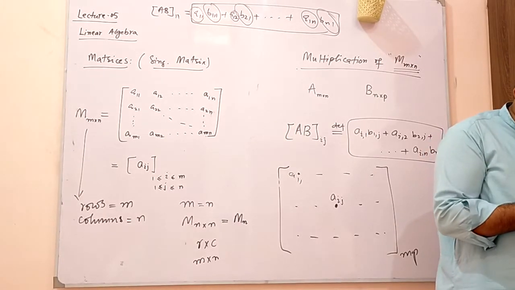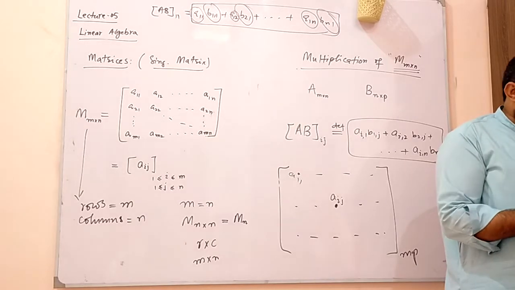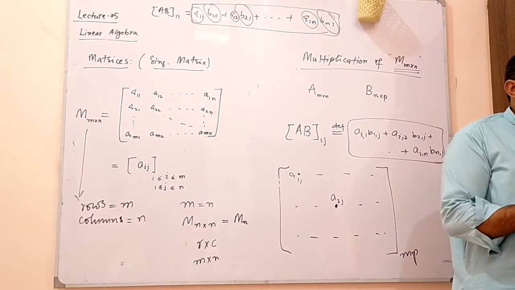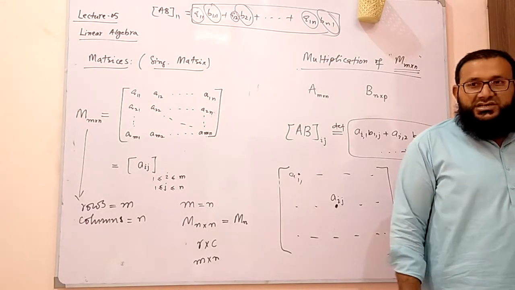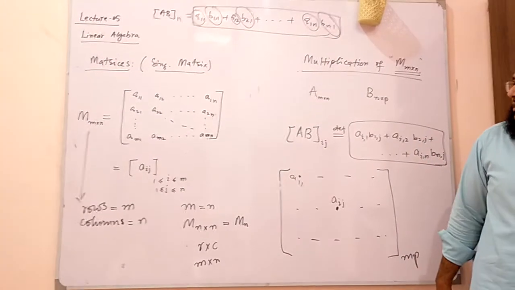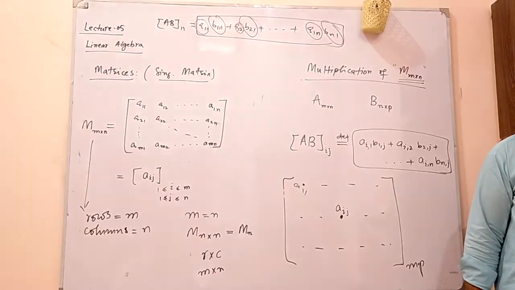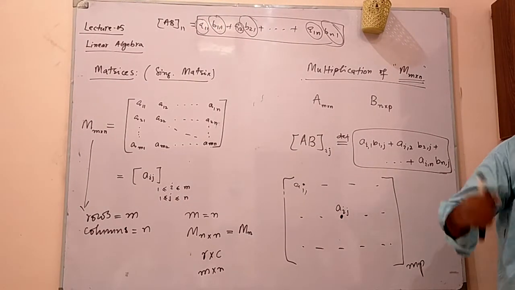Okay, what happens when you multiply a matrix by a null matrix and an identity matrix? We know very well. You multiply a matrix with the identity matrix, you get the same matrix. You multiply a matrix with, let's say, a null matrix, you always get a null matrix.